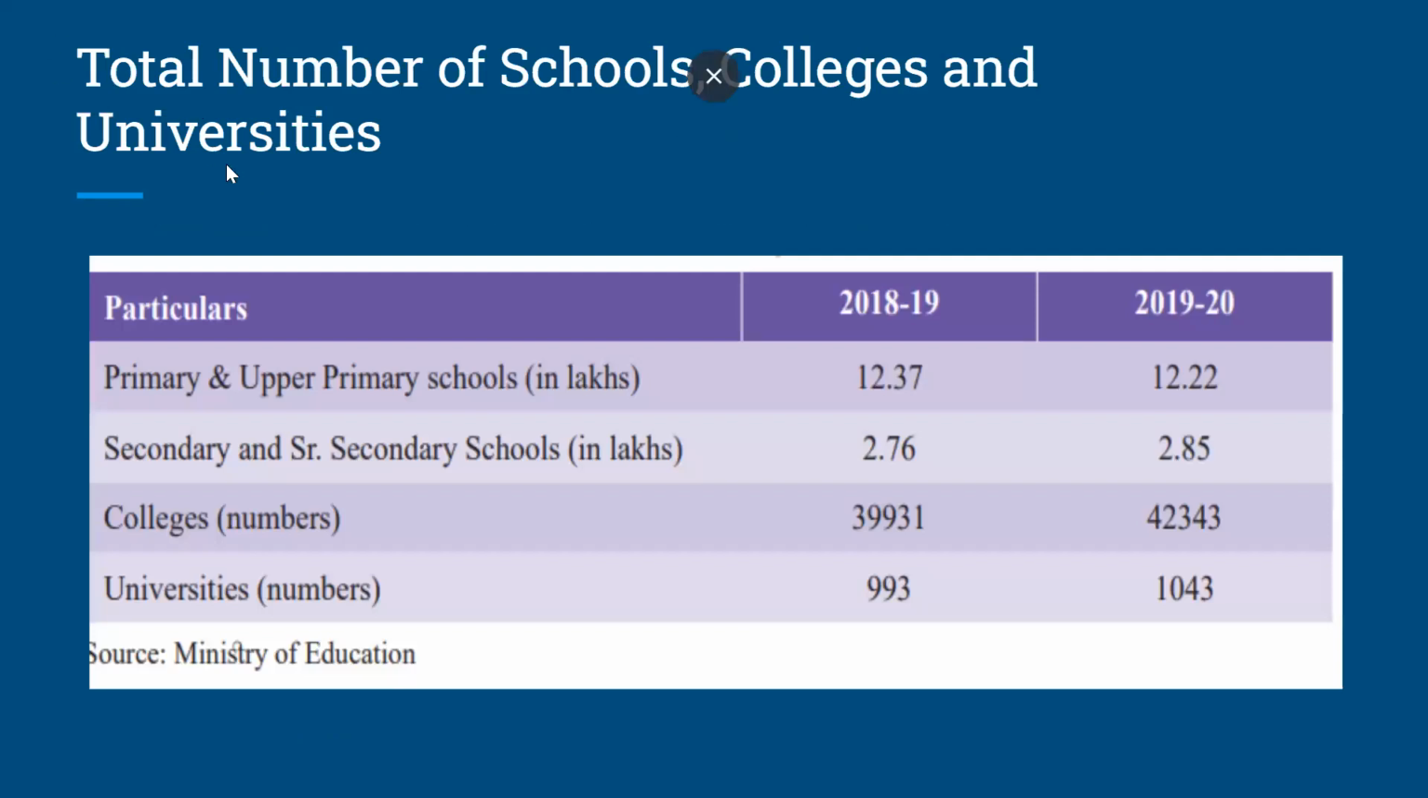In this slide, you can see the total number of schools, colleges and universities. Compared to 2018-19, everything has increased in 2019-20. Upper primary schools, secondary, senior secondary schools, colleges, universities, everything has increased when compared to the previous year.